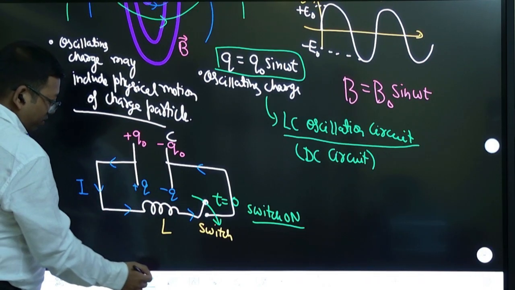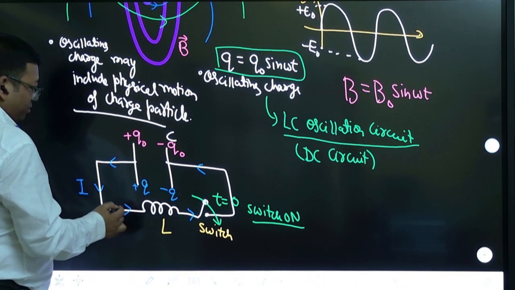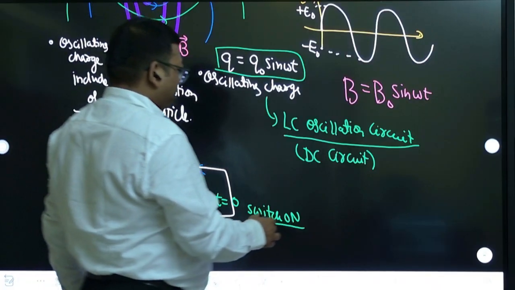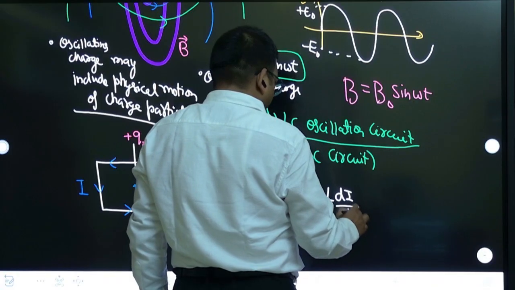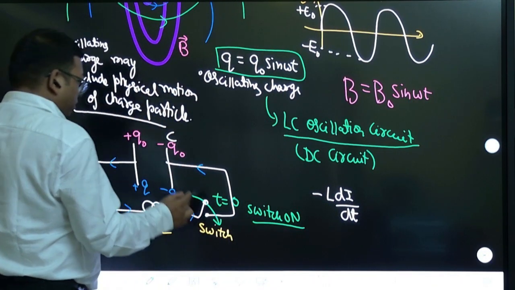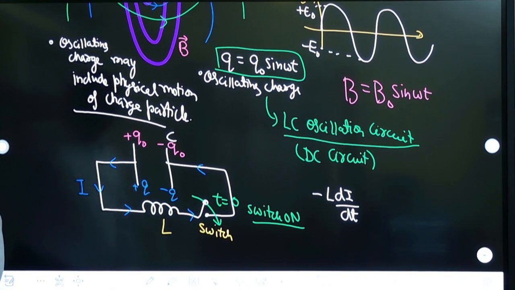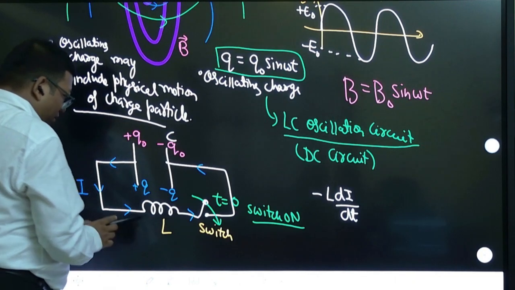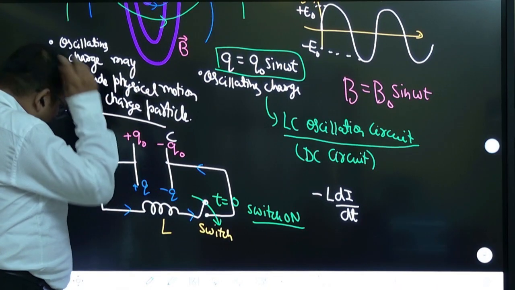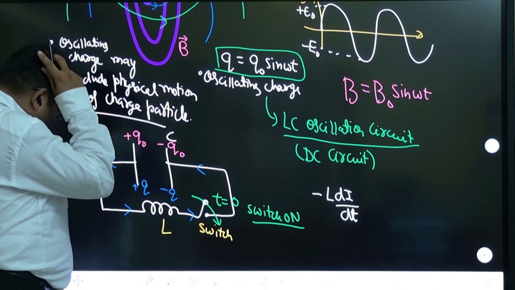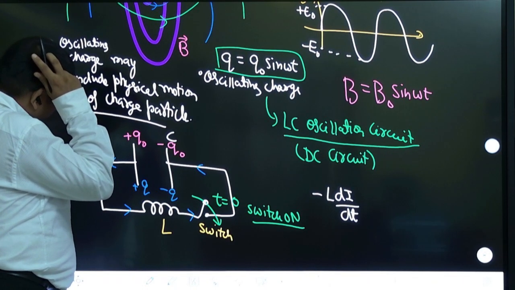Now let us apply Kirchhoff's law. In this loop, suppose we go in this way, from this to this, we can write minus L di by dt. And then we go here, minus to plus. First of all, tell me, is the current increasing or decreasing here? That we need to think about, because should we write minus L di by dt or plus?